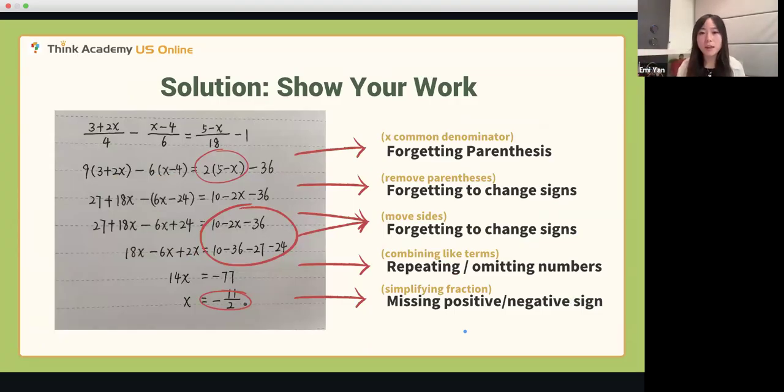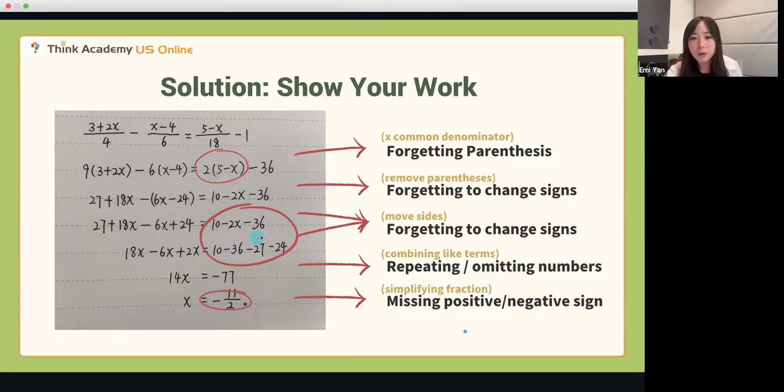So what's one solution we'll get? To show your work, right? But when you show your work, there are a lot of traps that you're going to fall into. For example, I got this complex question here. We're going to start from multiplying by the common denominator. And when we do this, something might happen. Some kids might forget about the parentheses. And when we remove the parentheses, we're going to forget to change the signs, the minus signs.